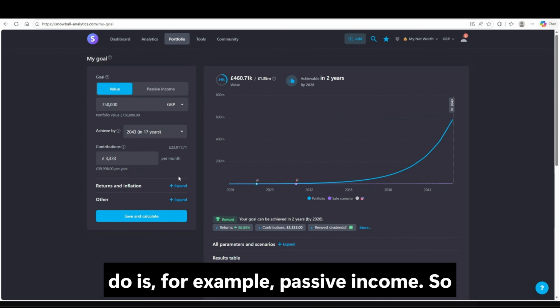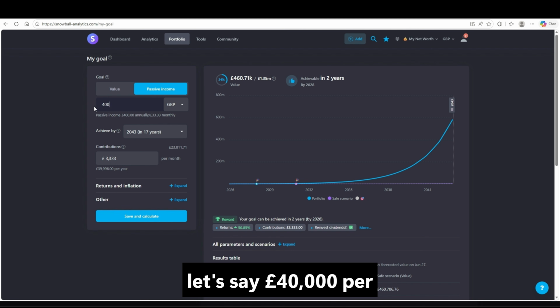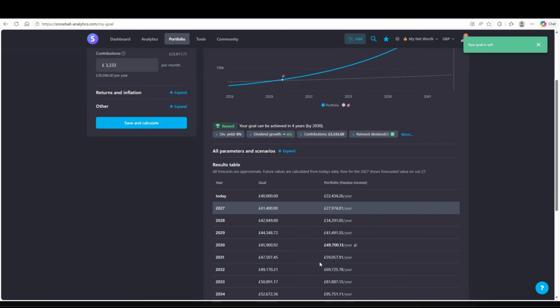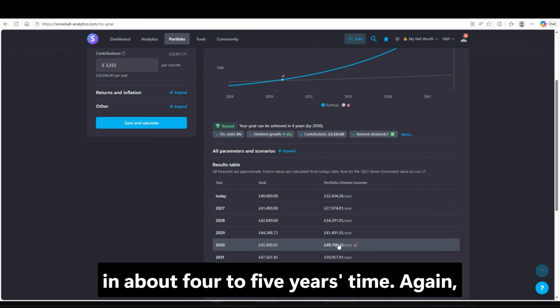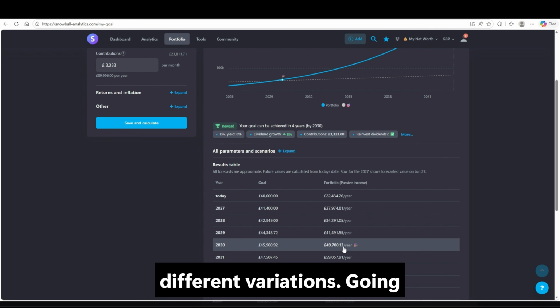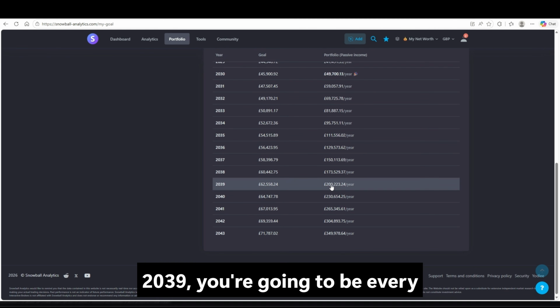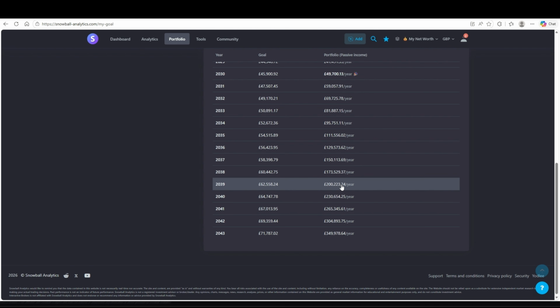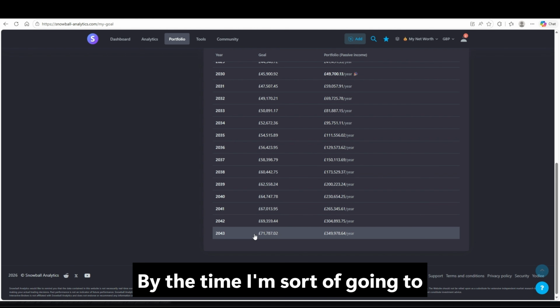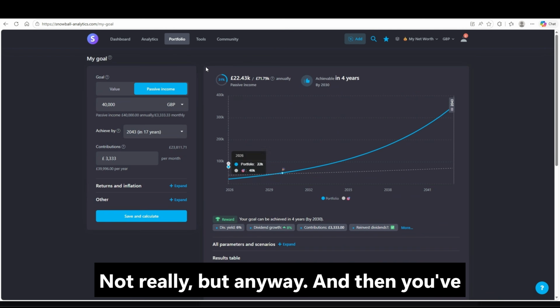Now, another thing you can do is, for example, passive income. So let's say I want to receive, let's say 40,000 per year. You press that, and it looks like 40,000 is in about 4 to 5 years time. Again, this adds the inflation into it and other different variations. Going forward, you can see in 2039 you're going to be receiving 200,000 every year. By the time I'm getting to retirement age, you're at 350,000. Do you need a pension? Not really, but anyway.